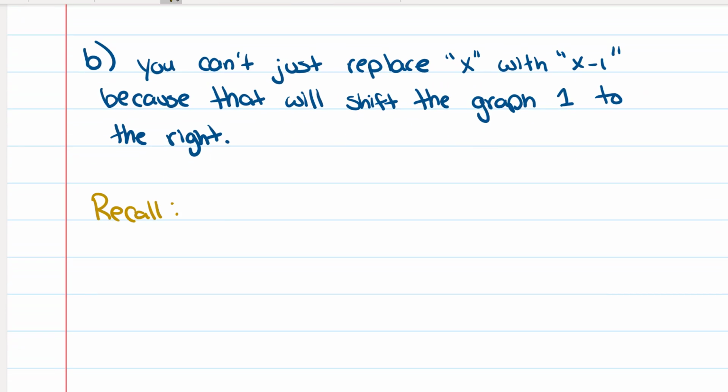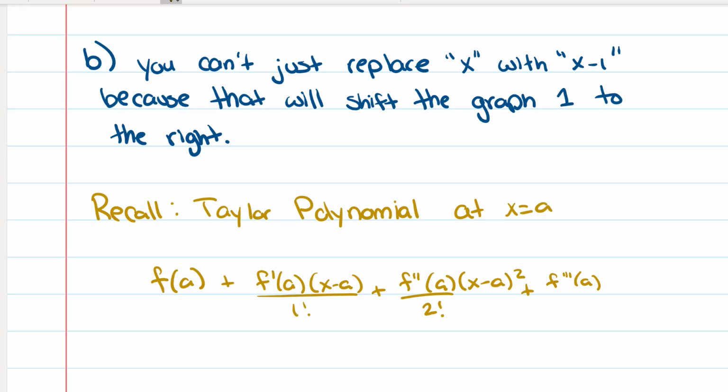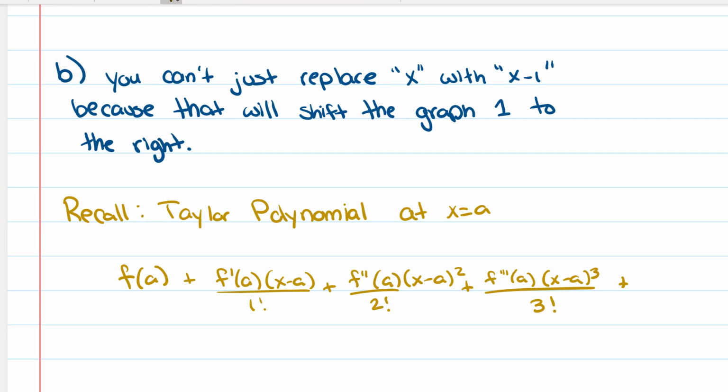So let's recall the definition of a Taylor polynomial. When x equals a, it's f of a plus f prime of a times x minus a plus f double prime of a, x minus a squared all over 2 factorial, plus the third derivative of f at a times x minus a cubed all over 3 factorial, plus dot, dot, dot, and you continue the pattern. So what I'm going to need is at least 3 derivatives and plug in 1.